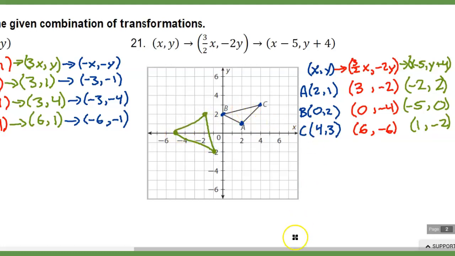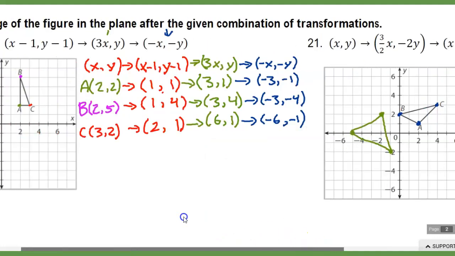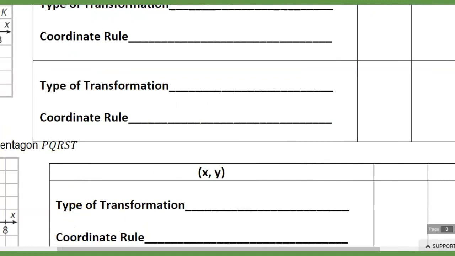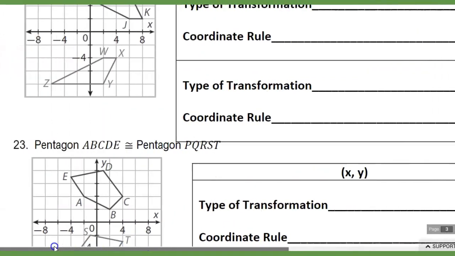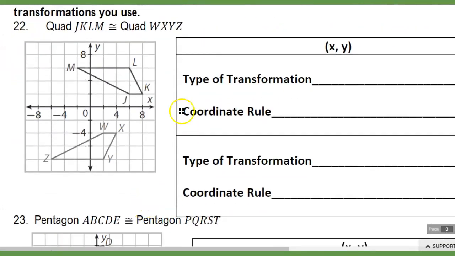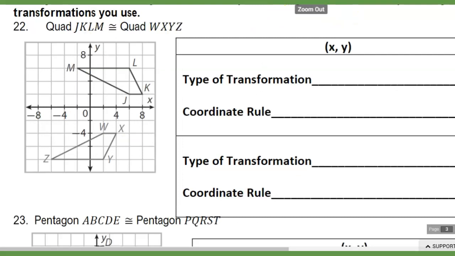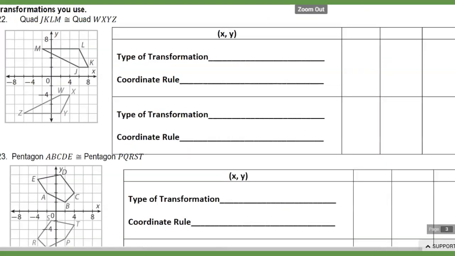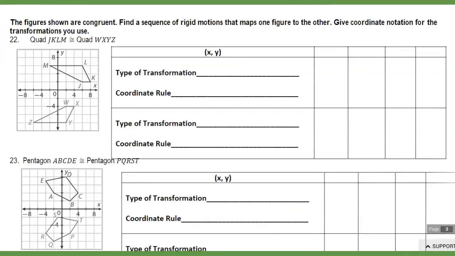All right, let's keep on going. Almost done. 22. There we go, 22. Bring down the zoom. Start this by just writing down the points, coordinates for each of these figures. So JKLM.